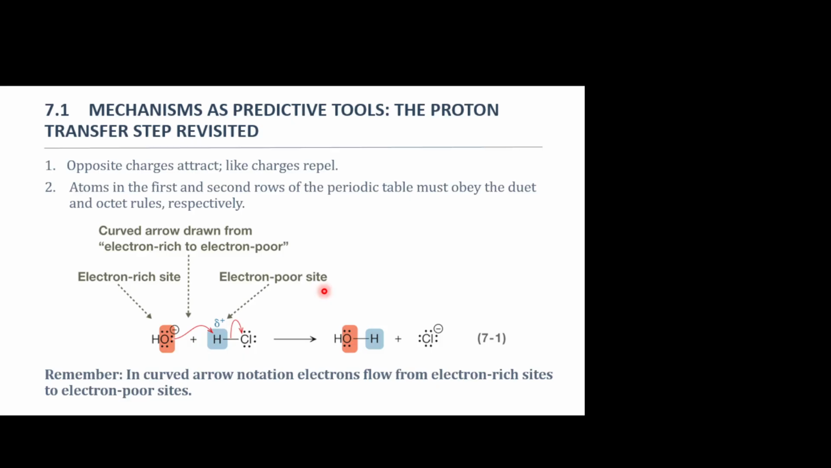Now, one of the important tools that you're going to need: all mechanisms are predictive, of course. They're built out of the things we've already taught you. And so like proton transfers, when you have two charges next to each other, what's going to happen? They'll be attracted to each other, right? Does a bromine suddenly come into existence?